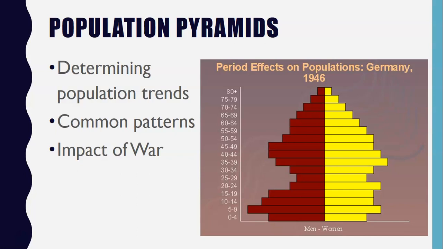And the bars of the pyramid representing children born during the conflict are often significantly shorter than the bars immediately above and below them. This slowdown of births is called a birth deficit. The post-World War II 1946 graph of Germany shows the loss of life of both males and females in the 20 to 40 age cohorts, with a greater loss of men than women. The birth deficit during the war is evident in the 0 to 4 cohort.